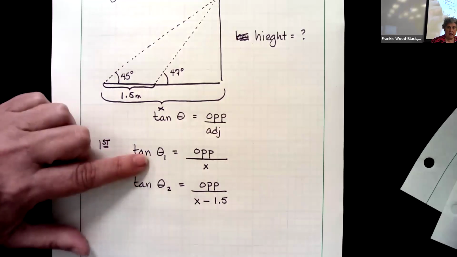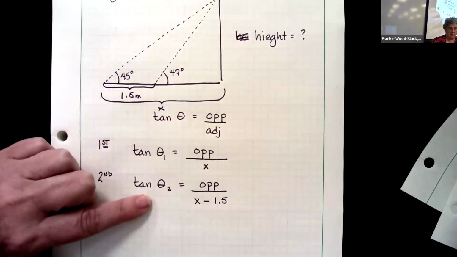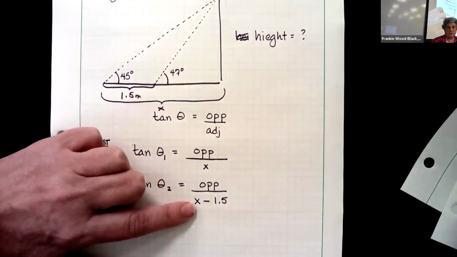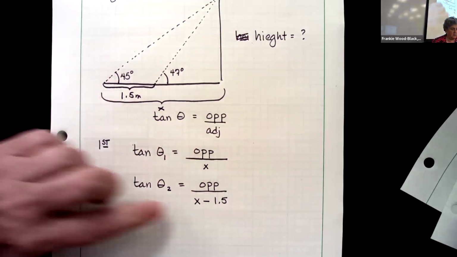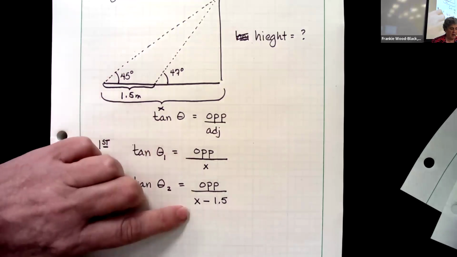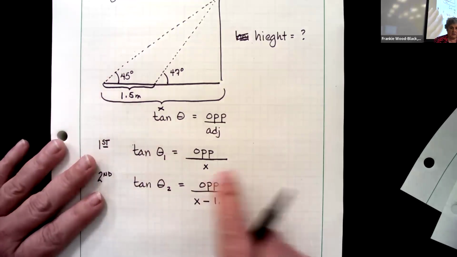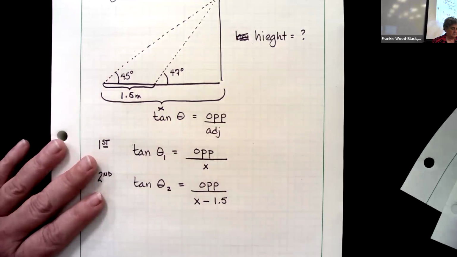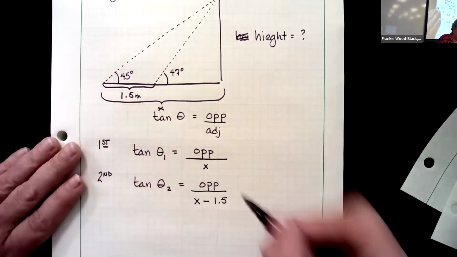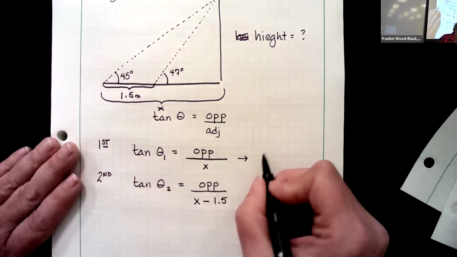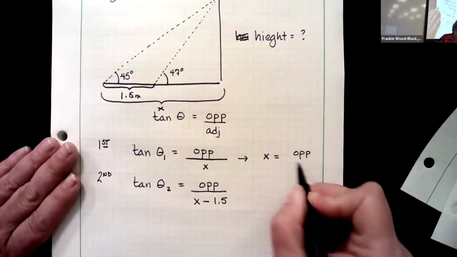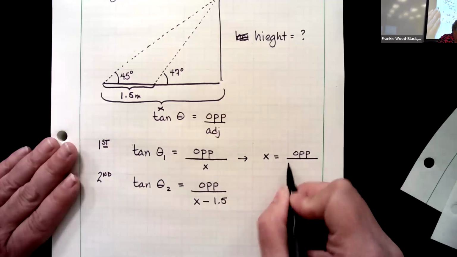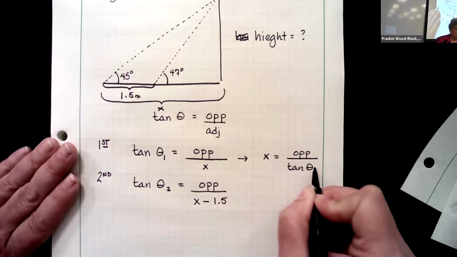I know my angle. I know this angle. I don't know x, but opposite is what I'm trying to find. So my two unknowns are x and my opposite. Well, I'm going to solve for x here. And I'm going to have x is equal to the opposite divided by the tangent of my angle.